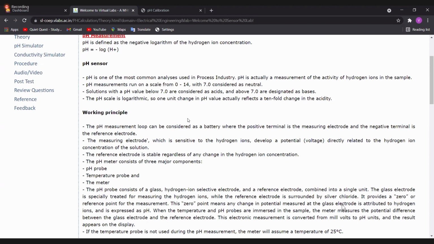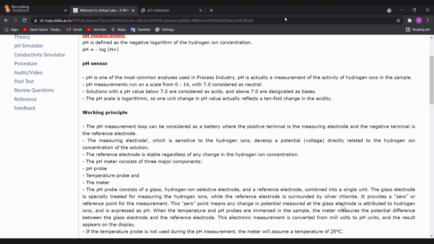What is pH measurement? The pH measurement loop can be considered as a battery where the positive terminal is the measuring electrode and the negative terminal is the reference electrode. What is a pH sensor? pH is one of the most common analyses used in the process industry. pH is actually a measurement of the activity of hydrogen ions in a given sample. What is the pH value of distilled water? It is neutral, sir. So 7. Okay, stop sharing.